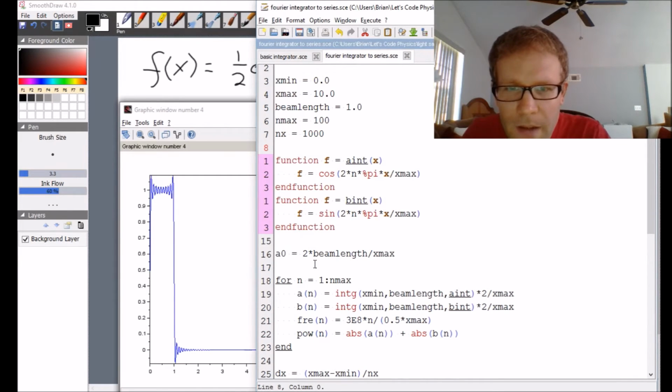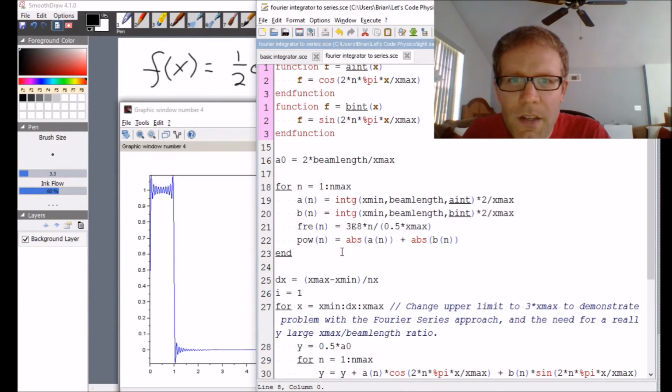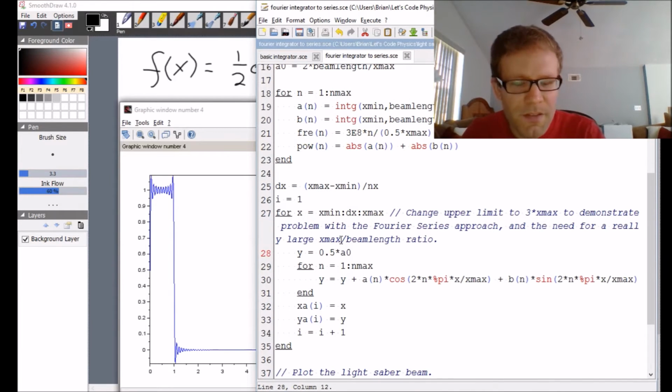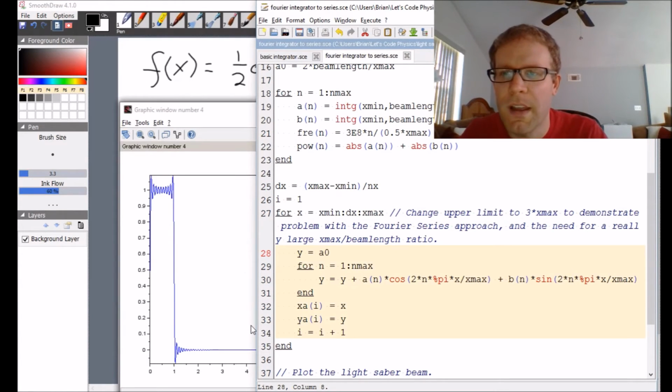Oh, and you know what? I think I need to remove this one. Do I need to remove that 1/2? Actually, yes, I do. Excuse me. I need to remove that, so that it'll start at 1.